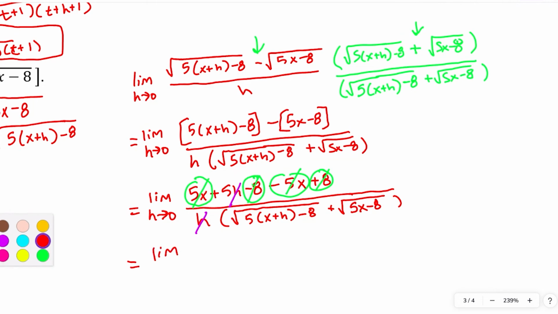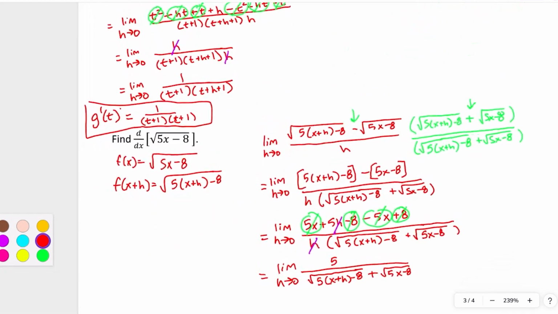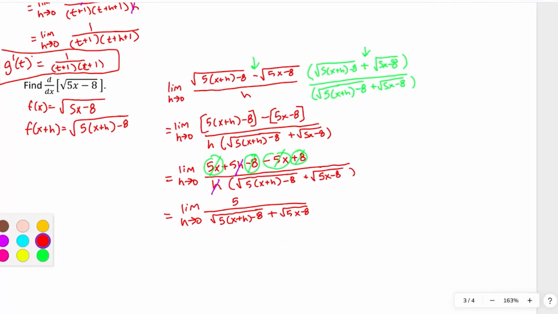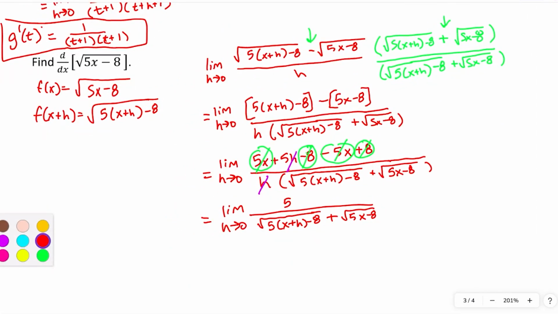is the limit as h approaches 0 of 5 all over the square root of 5 times x plus h minus 8 plus the square root of 5x minus 8. We've gotten rid of that removable discontinuity. We've gotten that h canceled out in the previous term. So I'm kind of thinking we can go ahead and try our direct substitution now. Let's go ahead and do that.